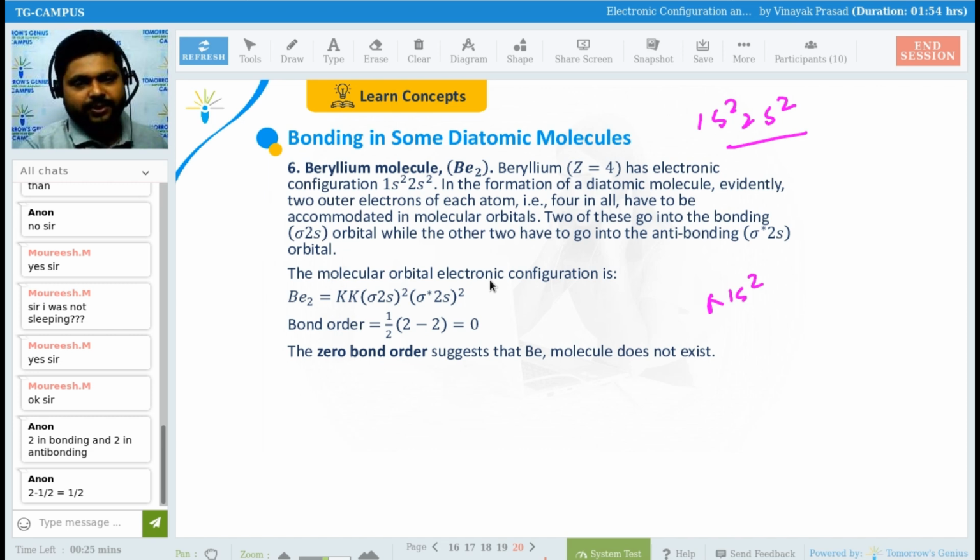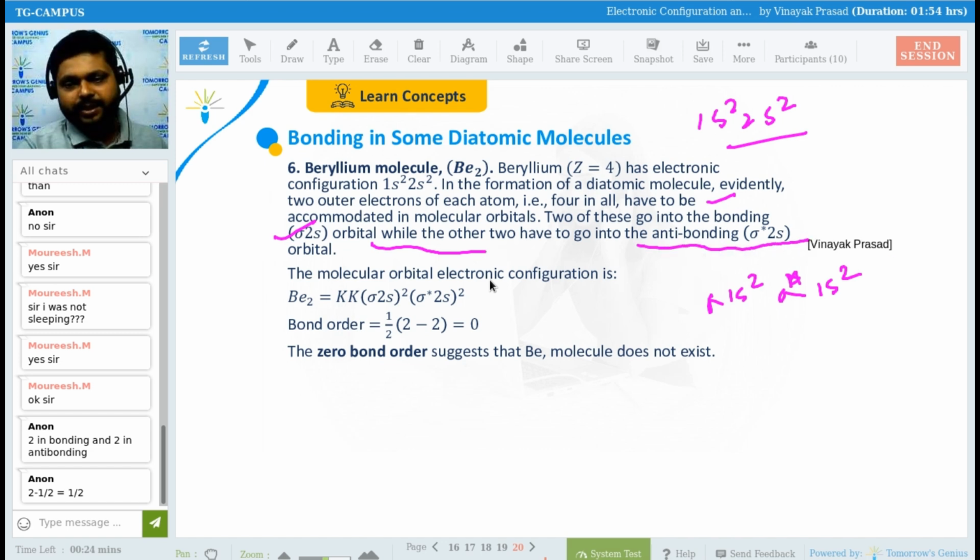So the configuration of 1s2, 2s2 in each atom, that is 4 in all above 2, right? So sigma star 1s2, right? Getting my point, everyone? So accommodated in the molecular orbitals, 2 of these go into the bonding, that is sigma 2s orbital, while the other 2 have to go into the anti-bonding, that is sigma star 2s. Getting my point, everyone?